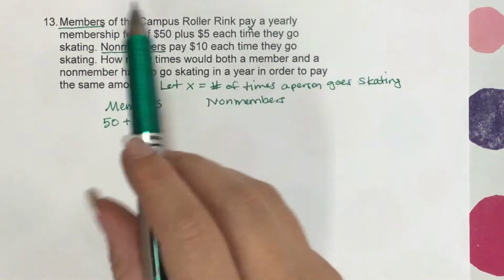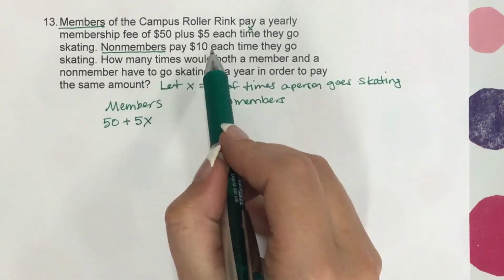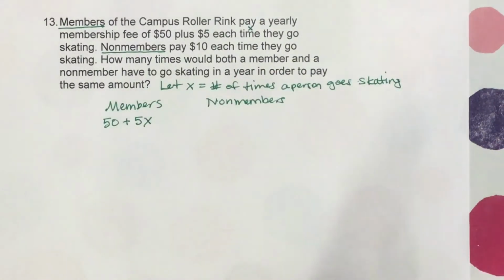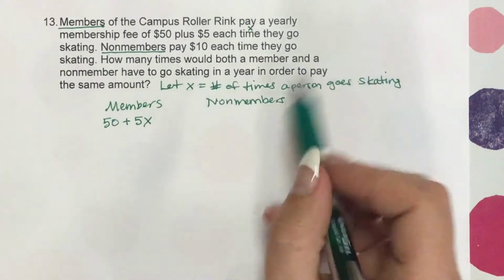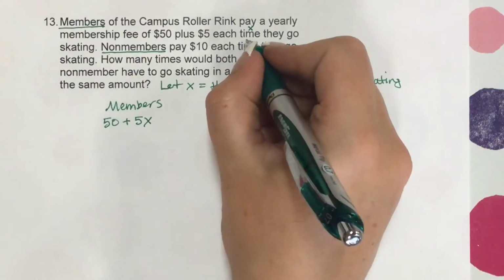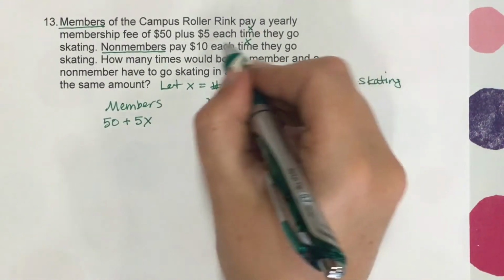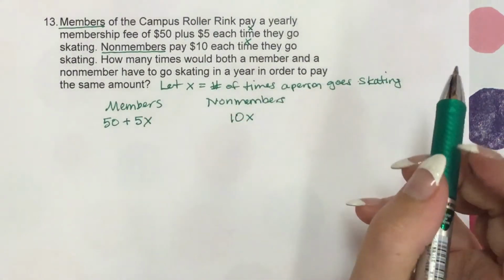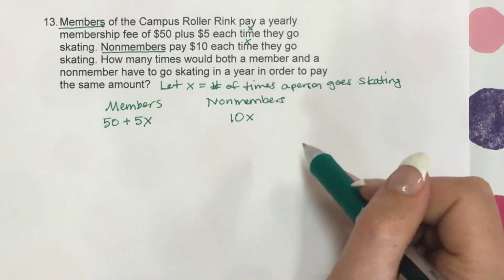Now let's figure out how much it costs for non-members. Non-members pay $10 each time they go skating. That's it. There's no fee. They just pay a higher rate each time they go skating. So $10 each time, we don't know the number of times, so that's going to be our x. So $10 each time is going to be 10x.